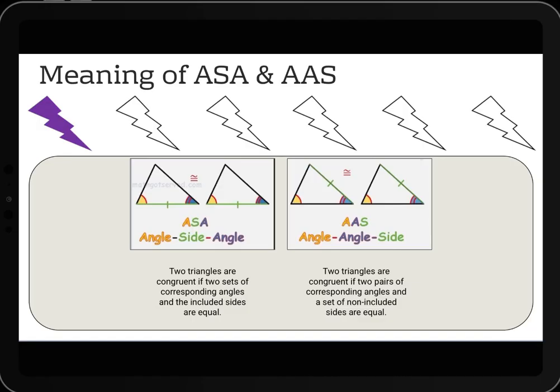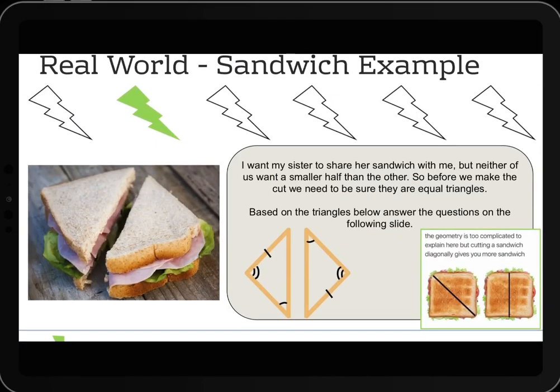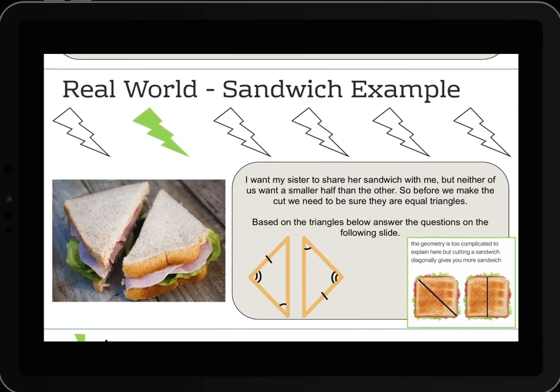Now, let's go ahead and take a look at some actual examples that may be helpful for you as you go into your SBW. So, I want my sister to share her sandwich with me, but neither of us wants a smaller half than the other, so before we make the cut, we need to be sure they are equal triangles. That seems very fair and very mature between siblings. Interesting. So based on the triangles below, answer the questions on the following slide.